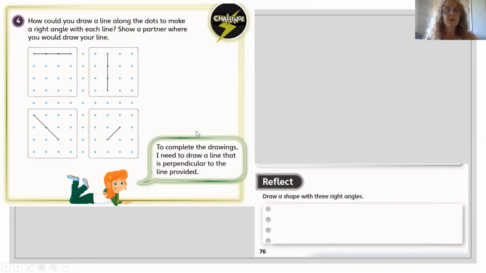So to complete the drawing, I need to draw a line that is perpendicular to the line provided. So she's giving you a good clue there, isn't she? Right, we need some perpendicular lines. That's a nice challenge today. I like this shape unit. Let's look at your reflector then. Draw a shape with 3 right angles. That should be quite easy. You might want to go for the obvious, or you might choose a different one that's a little bit different.